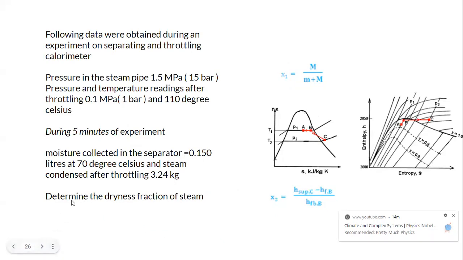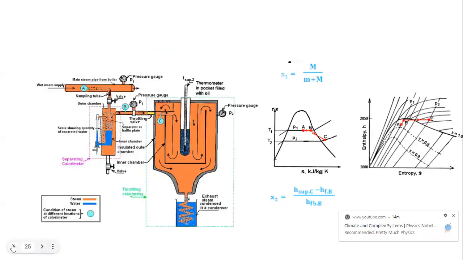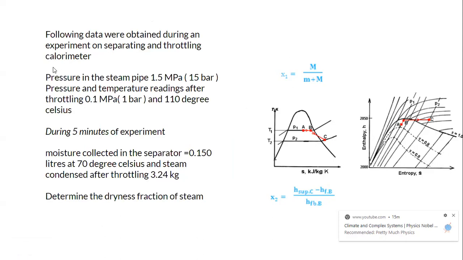Let us say that the separating and throttling calorimeter is fed with steam whose pressure is 15 bar. Okay, so it is given that this pressure gauge would give us the gauge pressure actually, but when converted into absolute pressure by adding the atmospheric pressure, the pressure of the steam coming from the boiler, the main steam pipe, whose dryness fraction is to be found, is noted, and it is 15 bar or 1.5 megapascal. So this is the first reading which is taken during the experiment.